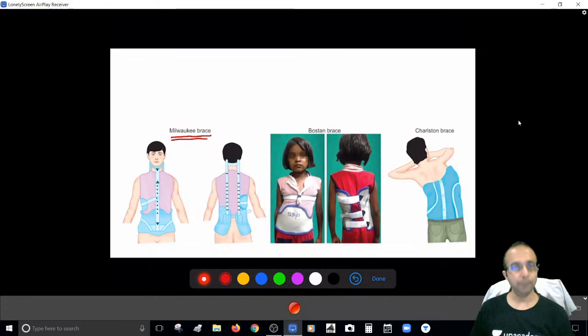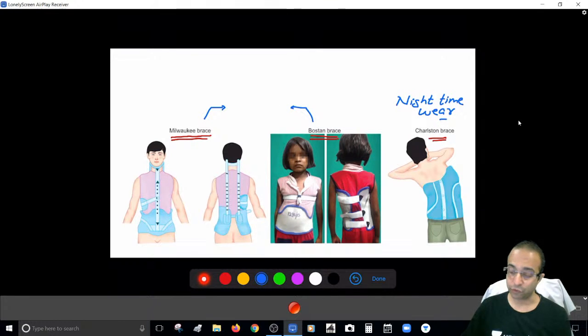One is something called a Milwaukee brace. Then there's something called a Boston brace, and there's something called a Charleston brace. Now the greatest advantage with the Charleston brace is that it is generally good enough even if you wear it only during the night times. So it suffices with nighttime wear, and that's an incredible advantage, because these braces, Milwaukee and Boston, have to be worn for more than 20 hours per day, and that's a huge time.